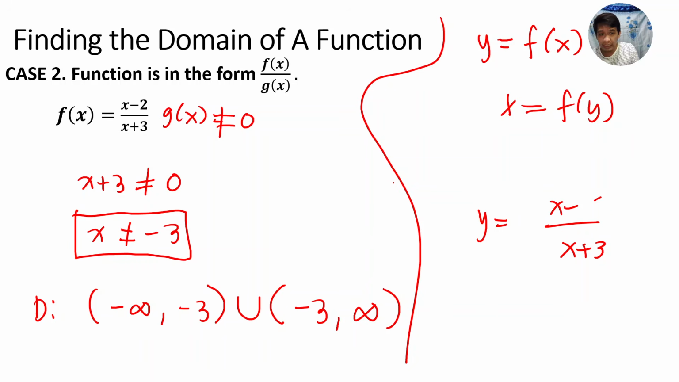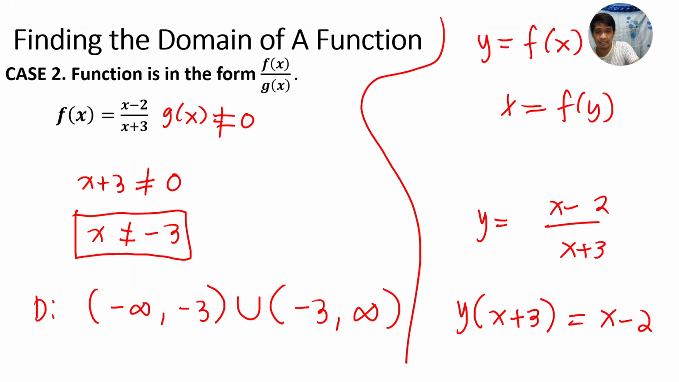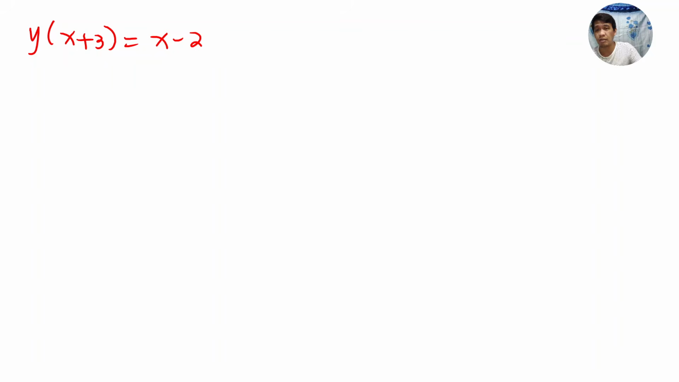What will we do? We will cross multiply. So we have y times the quantity x plus 3 equals x minus 2. Let me rewrite: y times the quantity x plus 3 is equal to x minus 2. Distributing y, we have xy plus 3y is x minus 2.